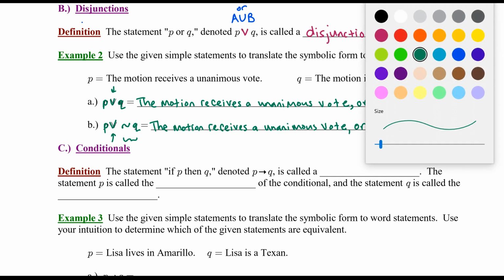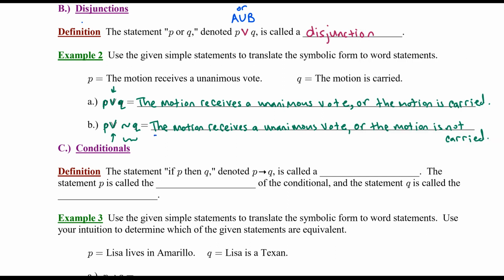So looking at our English translation here, we have the motion receives a unanimous vote. That is the statement P. Then we have the disjunction or, represented by this symbol. We have the motion is carried, that's statement Q. And this word not is the translation of the negation. So each symbol represents a phrase or a connective, and so we can translate it into an English statement.